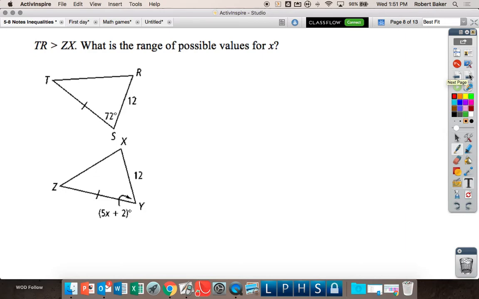These are the hard ones on your homework. So, does the hinge theorem work here? Yes. This side is the same as this side. This side is the same as this side. And if you read the question stem, it says that TR is bigger than ZX. So if TR is bigger than ZX, you have two angles. You have a 5x plus 2 degree angle, and you have a 72 degree angle.